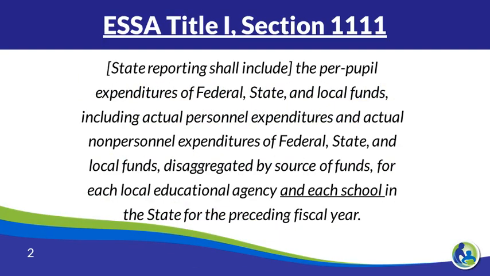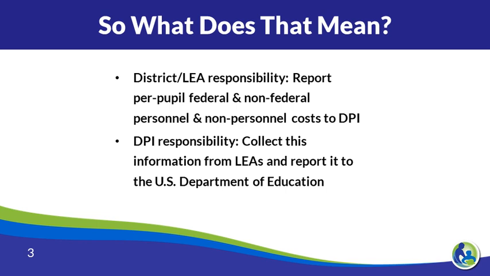In late 2015, the Federal Every Student Succeeds Act, or ESSA, was signed into law to replace No Child Left Behind. One of the new requirements tied to Title I funding was that state reporting shall include the per-pupil expenditures of federal, state, and local funds, including actual personnel expenditures and actual non-personnel expenditures of federal, state, and local funds, disaggregated by source of funds, for each local educational agency and each school in the state for the preceding fiscal year. So what does that mean?